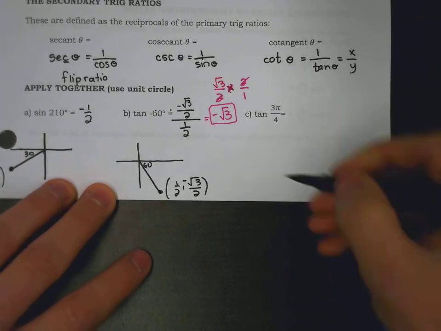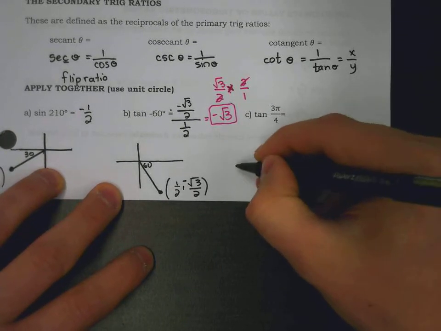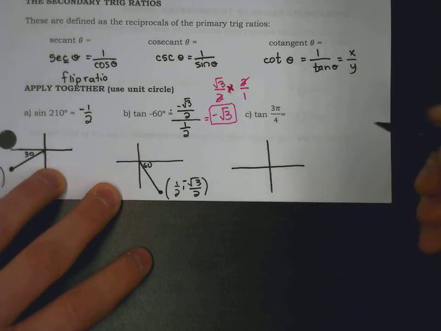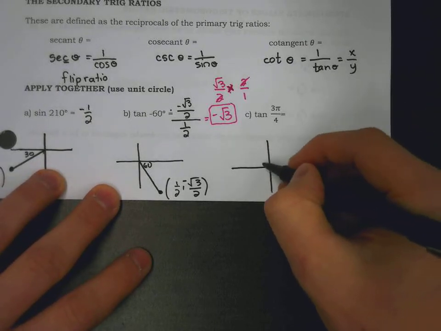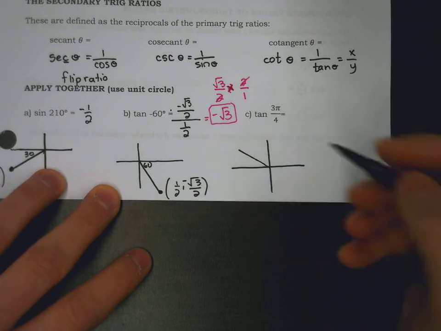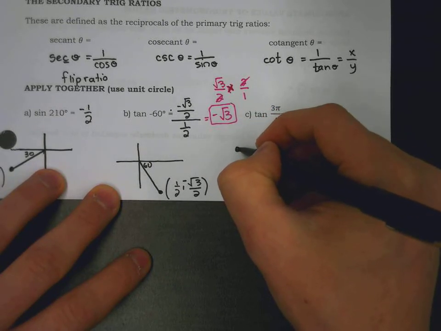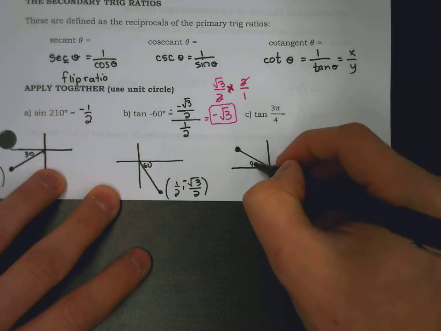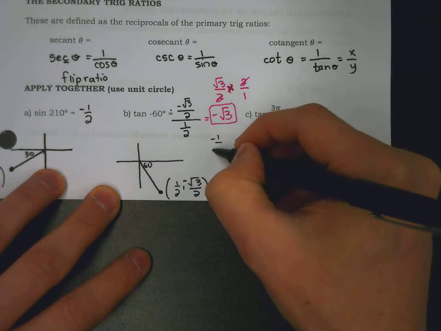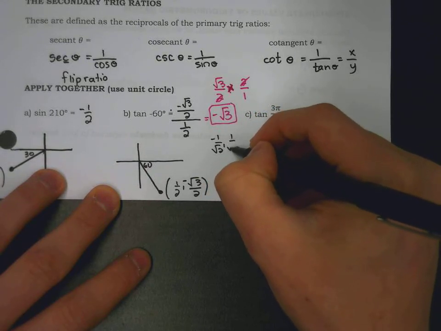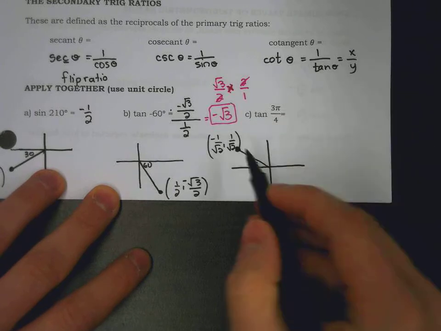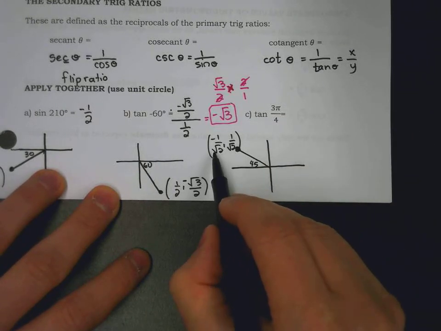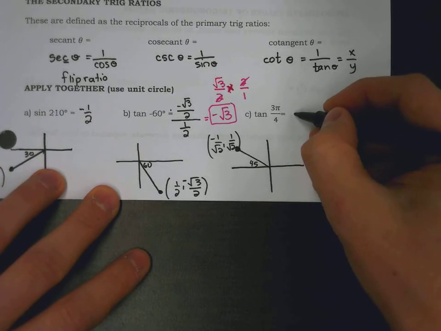Tan of 3 pi over 4. Now there are some values that are a little bit more convenient than others for tan. 3 pi over 4 puts you in the second quadrant, and the good thing about tan and a 45-degree reference angle is that you have a 1 over root 2 and a 1 over root 2, x value being negative. And when you divide the same value by itself, you get a 1, but this time negative.